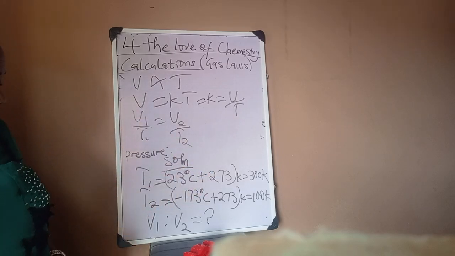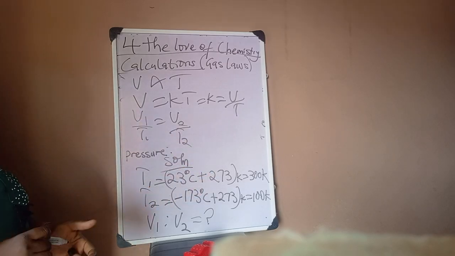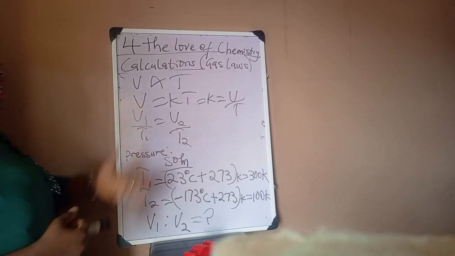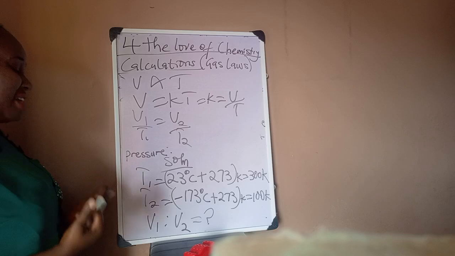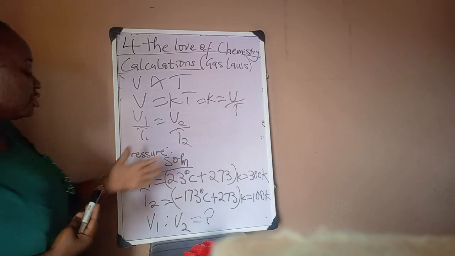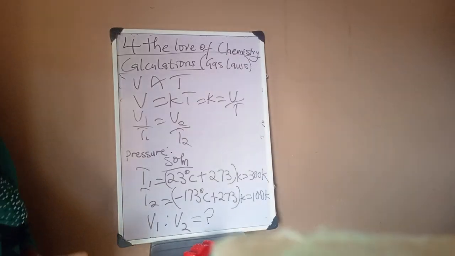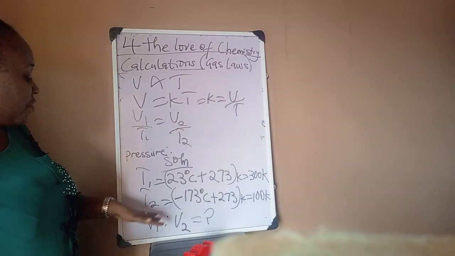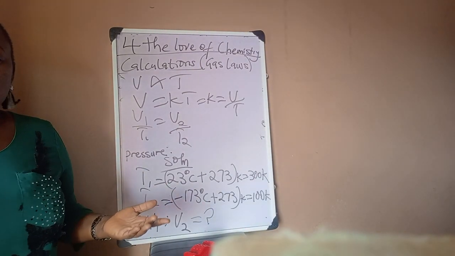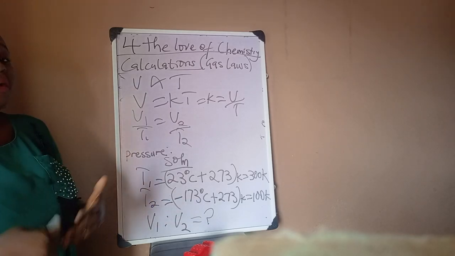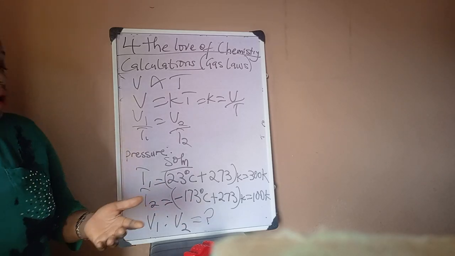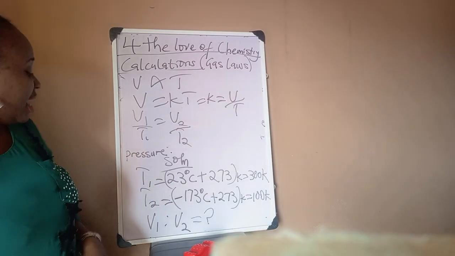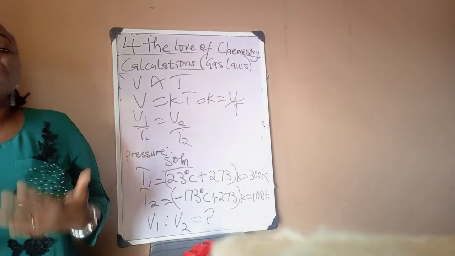Now, remember I always say, once you write down the formula, the next step is to rearrange it to suit the question that you are asked. Now, we are asked for the ratio of V1 to V2. That is different from when you are given maybe V1 and asked to find V2, or given V2 and asked to find V1. In this case, you are asked to find a ratio.